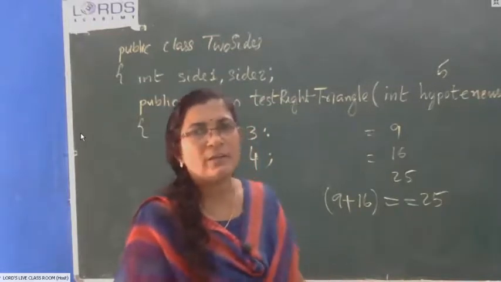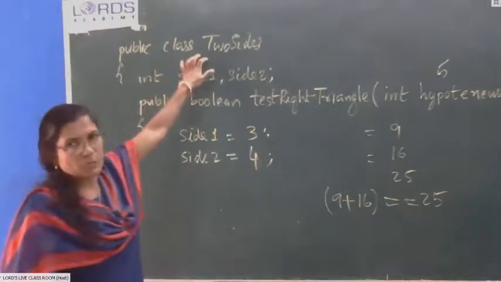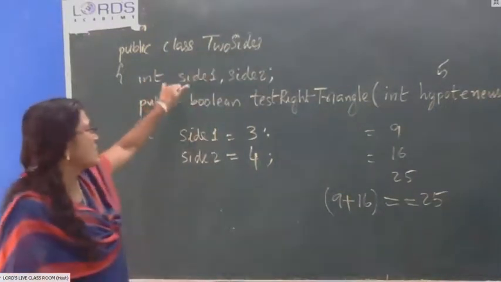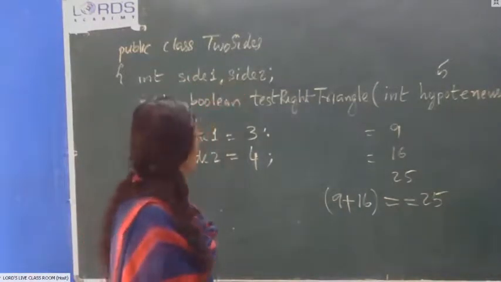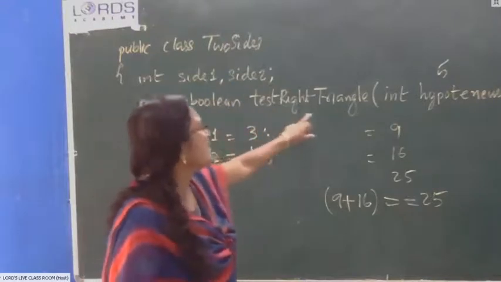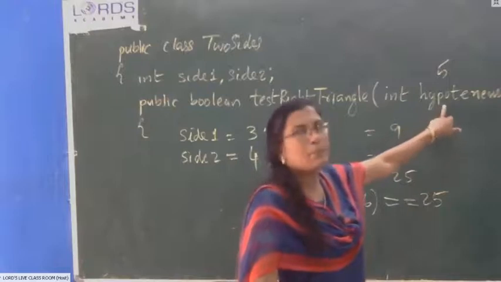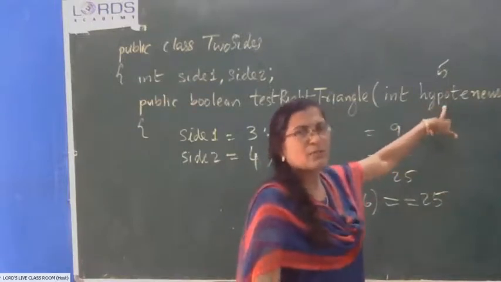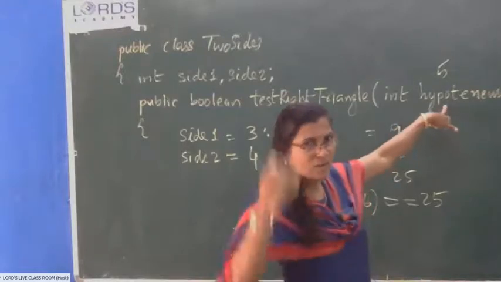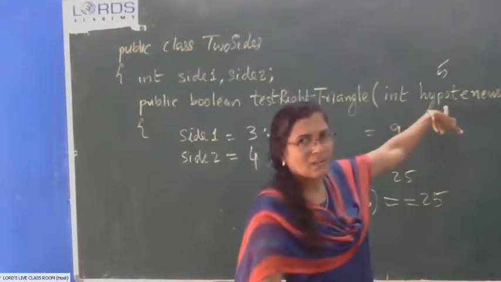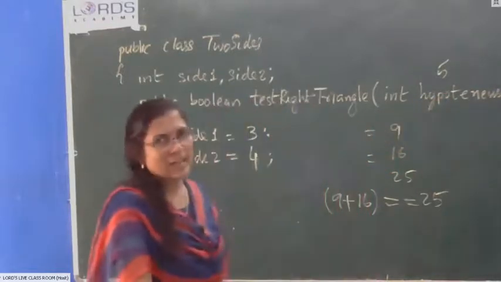Fatima, what did I tell you now for this program? Public class 2 sides. The program is given in your textbook. In side 1 and side 2, 2 variables are declared, but they are not initialized. A method is written, public boolean test right angle triangle. Only one argument is passed to the function, that is the value for hypotenuse. For a right angled triangle, the side values will be 3:4:5. Then only it will be a right angled triangle. So I just passed the value like that.